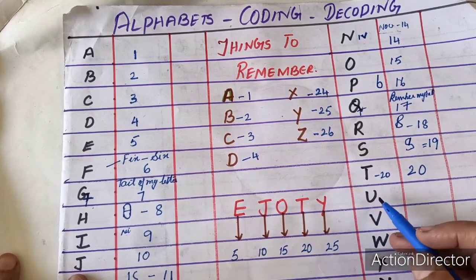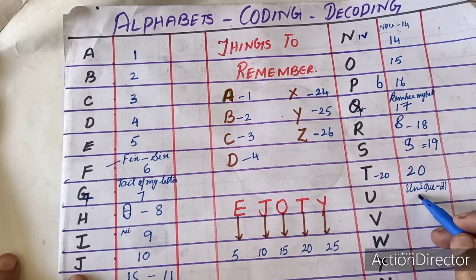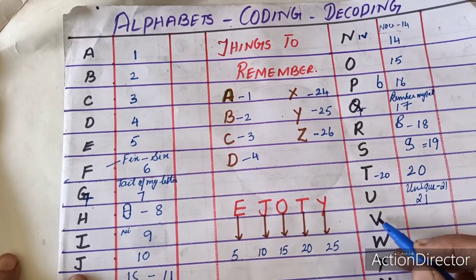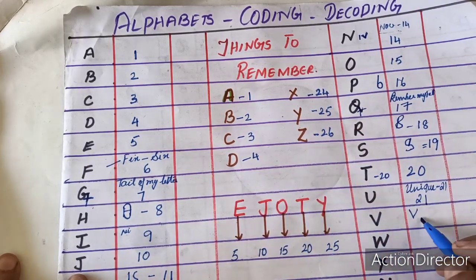T20 matches, so you can remember 20, or else it is also in HOT. T is 20. U is unique, 21 is unique, so you can remember the number 21. And V looks like 2, victory for 2, so it is 22.